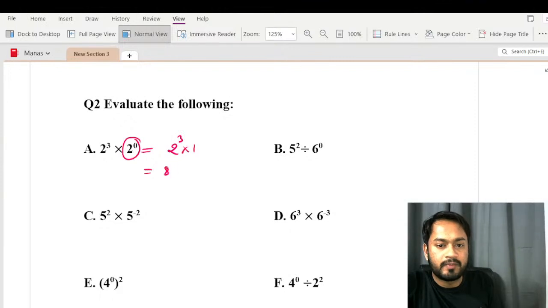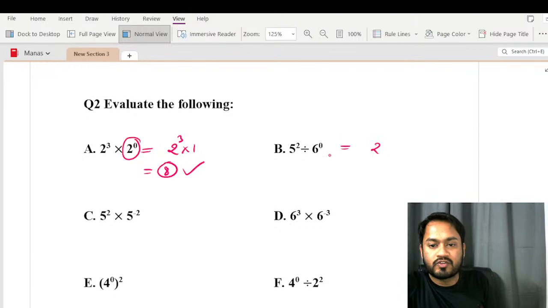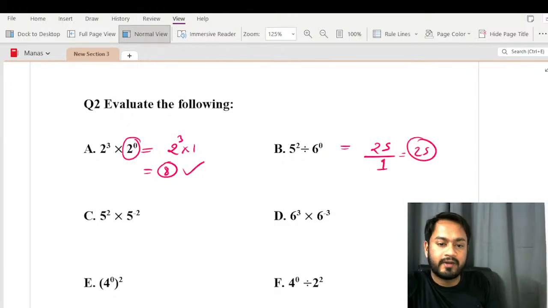So this will become 8, right? So this is the answer. Now here you need to evaluate, you need to find the answers. Now you can see that 5 raised to power 2. So 5 raised to power 2 is 25. Okay, now divided by any number to the 0 is 1. So 25 upon 1. So final answer is 25, right?